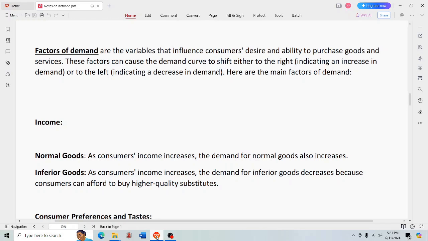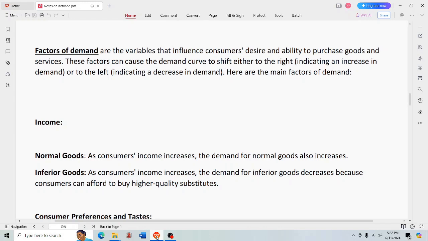Now for example, before you used to eat burger and now you are eating pizza, and as your income has increased, what you are doing? You are not buying the burger, right? So here the demand for burger has decreased, because you can buy a pizza which is higher quality or higher price. So in that case, the burger is an inferior good.